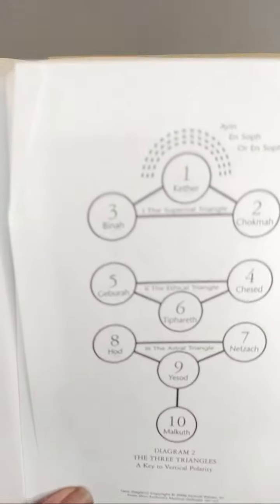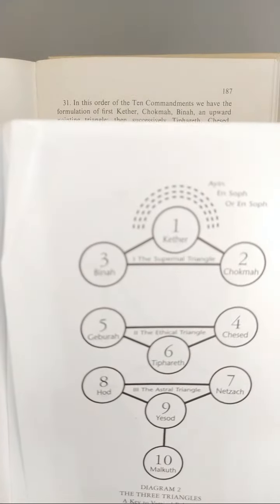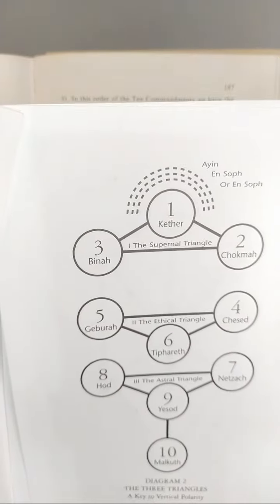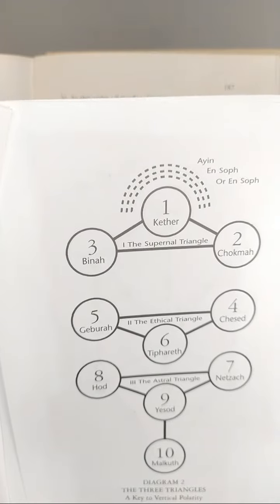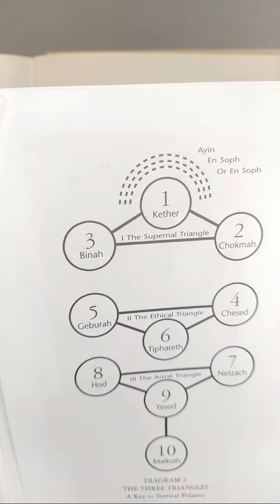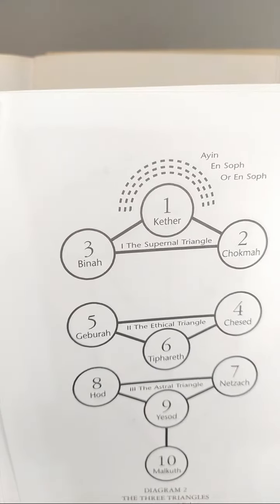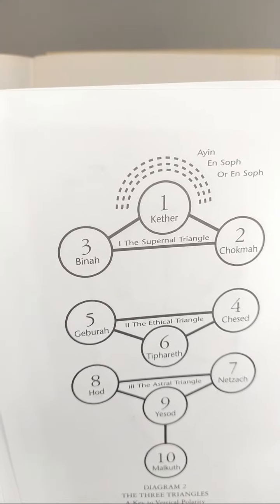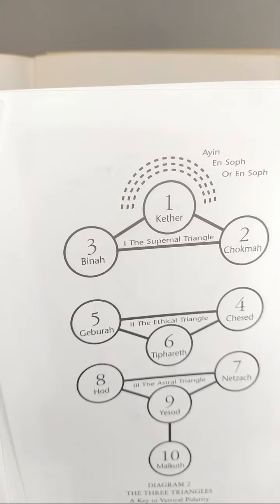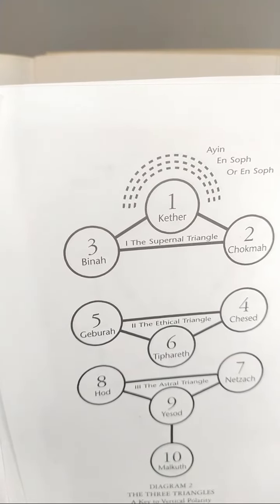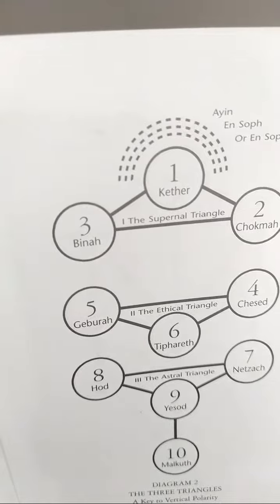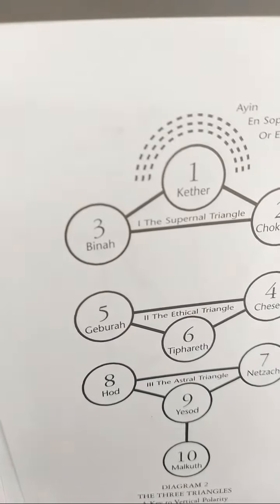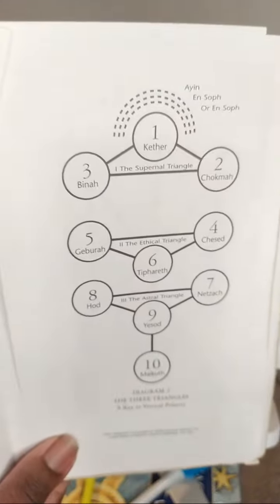All right, so he says, in this order of the Ten Commandments, we have the formulation of first Kether, Chokmah, Binah, an upward pointing triangle. Then successively Tiphereth, Chesed, Geburah, and Yesod, Netzach, Hod, both downward pointing triangles. And lastly Malkuth. Reference to the glyph of the Tree of Life will show that these triangles are the same as the three triads of the Sephiroth.